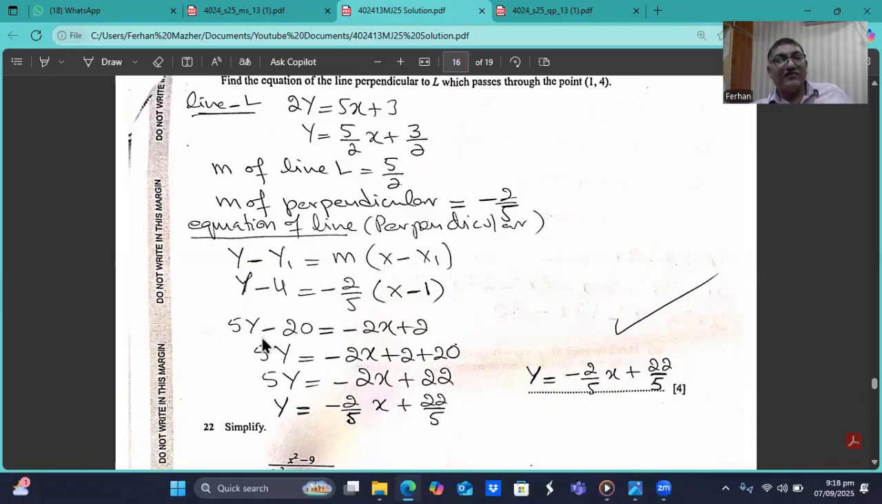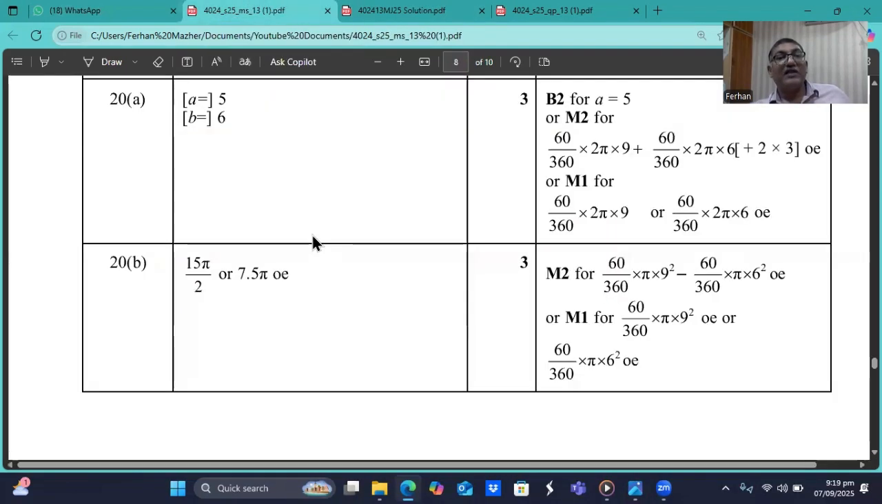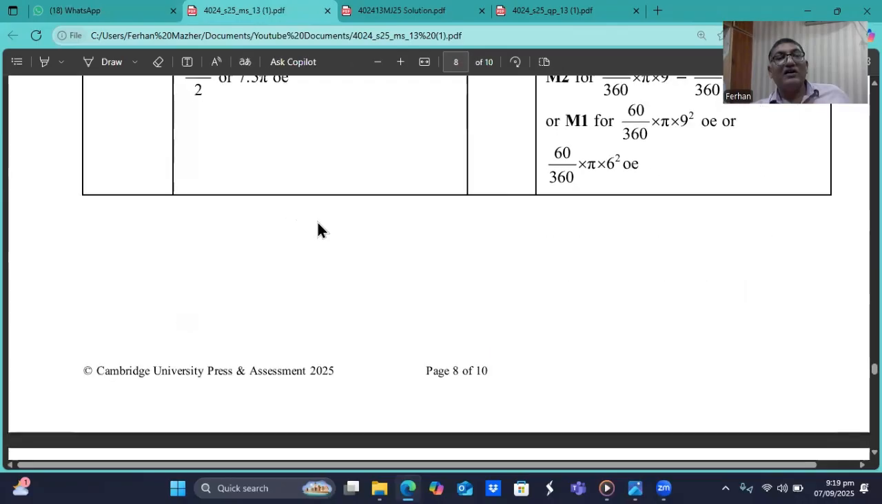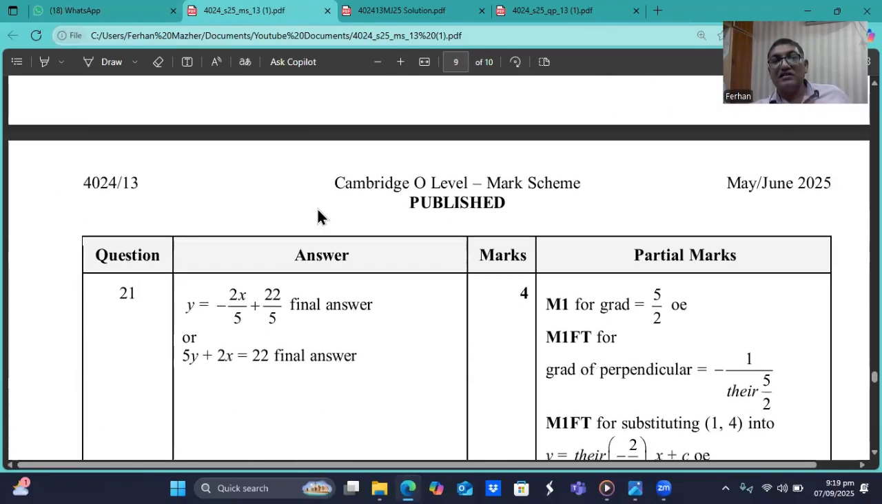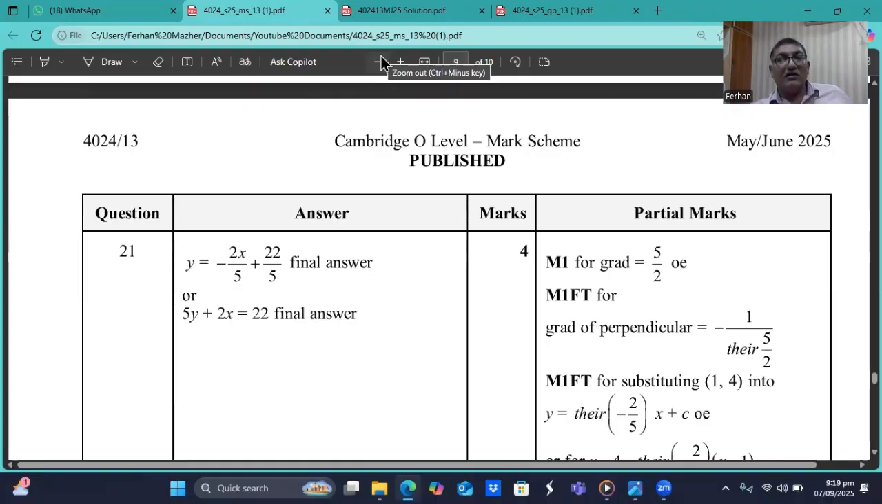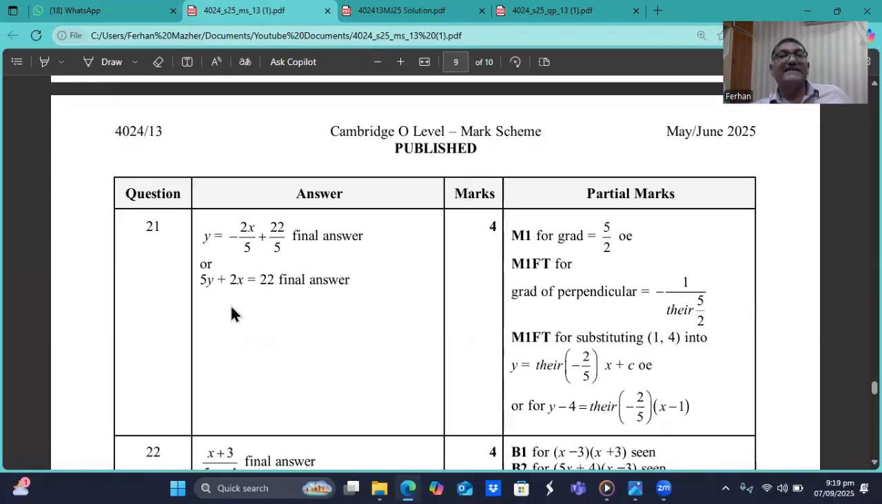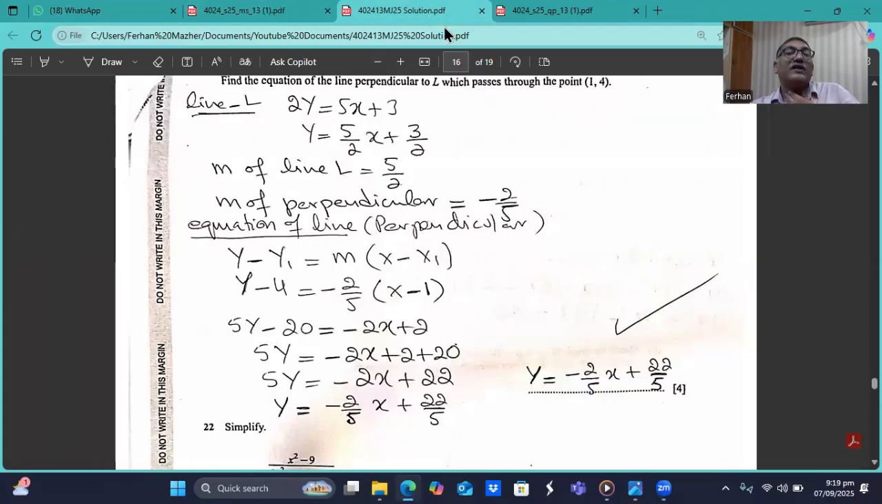Take this 5 to this side. So 5y minus 20 equals, open this bracket, minus 2x plus 2. So 5y will be equal to minus 2x plus 2 plus 20. So 5y will be equal to minus 2x plus 22. So y will be equal to minus 2 by 5 into x plus 22 by 5. So this is my equation of that perpendicular at the point 1 comma 4. I have written this in this form. So I hope the answers are right. I have shown you this is how it is done.